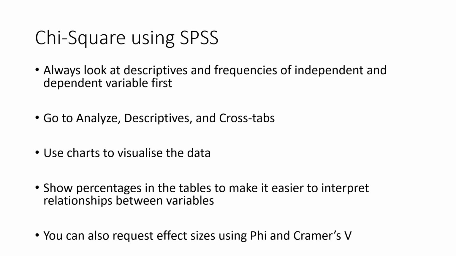And you might want to also request percentages in the tables, typically in the columns when your dependent variable is listed in the columns, because the percentages will make it easier to interpret the relationships between the two variables. In the exercise I've given, I didn't request percentages because the results were not statistically significant, but if they were significant, that would be the next thing I would do, request the column percentages to find out where exactly the differences lie. And lastly, you can also request effect sizes using Phi or Cramer's V.